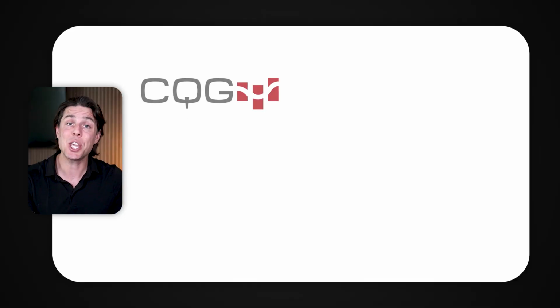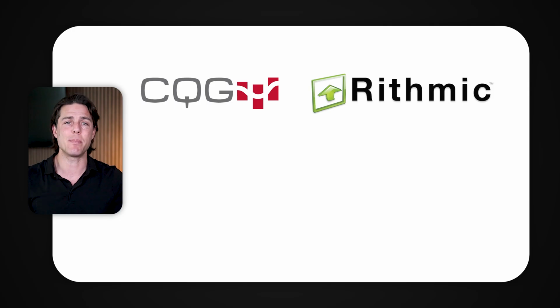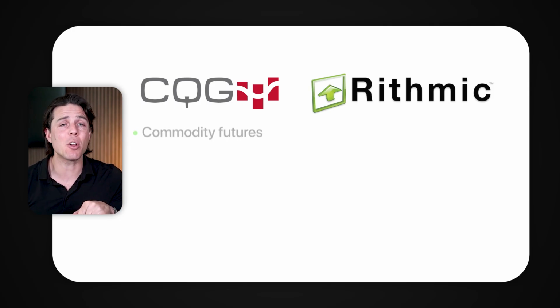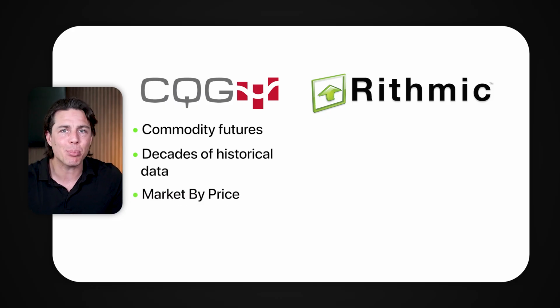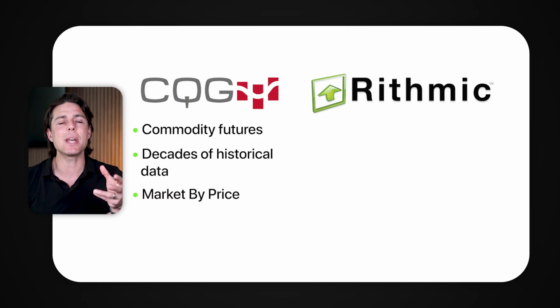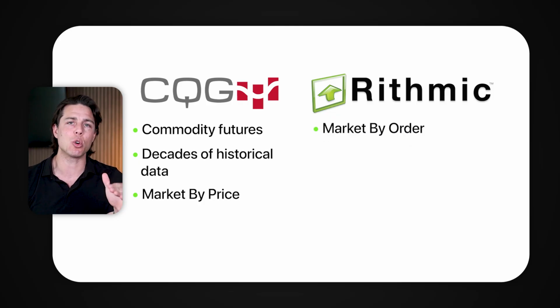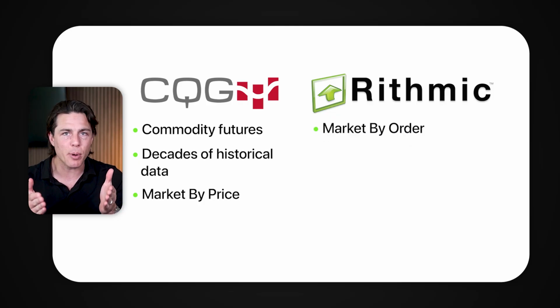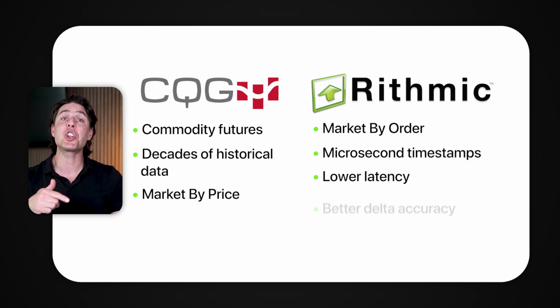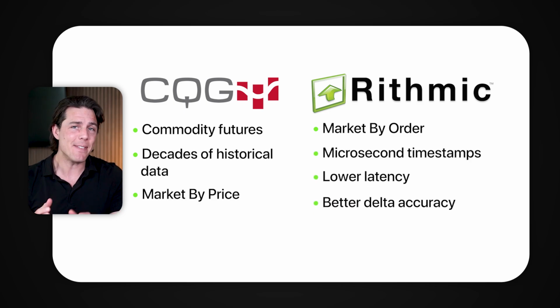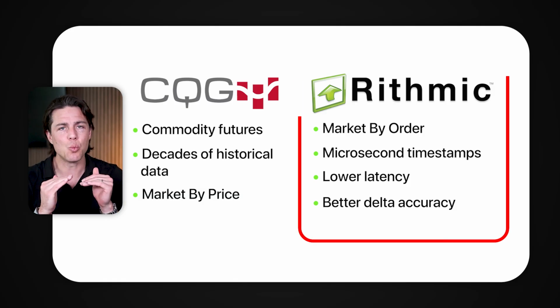For data connection, you have 2 main options: CQG, which is the default for NinjaTrader brokerage customers, and Rhythmic. CQG is solid for commodity futures with decades of clean historical data. It gives you market by price data and handles most trading styles well. Rhythmic is what most active futures traders prefer, market by order data, which is the most granular order book visibility available. Microsecond timestamps, lower latency, better cumulative delta accuracy. If you trade order flow or scalp, Rhythmic is the move.